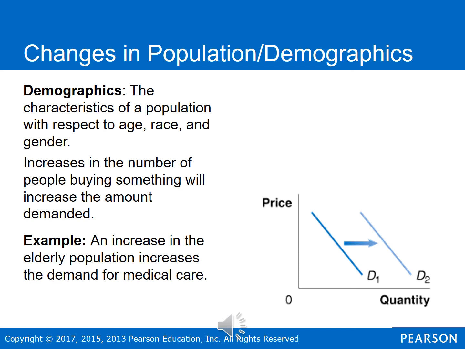Now a change in demographics can also change the market, especially if a good or service appeals more to a certain demographic than to another. So increases in the number of people buying something will increase the quantity demanded, whether this is because overall population increases or because a certain demographic that likes to buy that good or service increases. For example, an increase in the elderly population is going to increase the demand for medical care. So it'll shift the demand curve for medical care from D1 to D2, moving it out to the right.